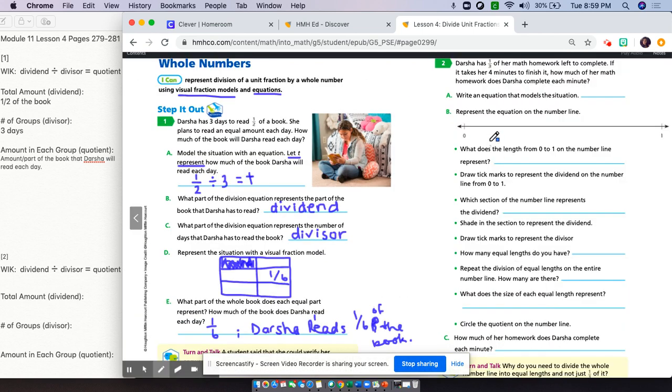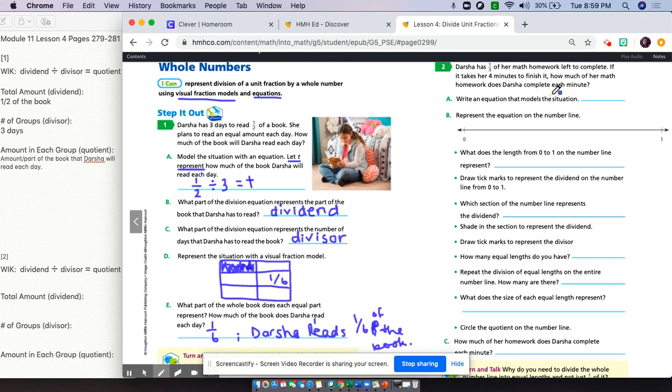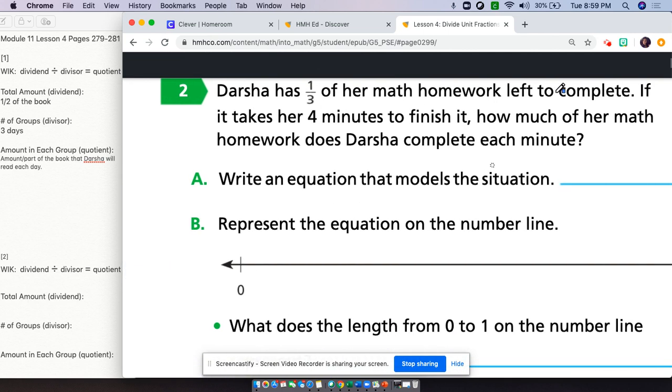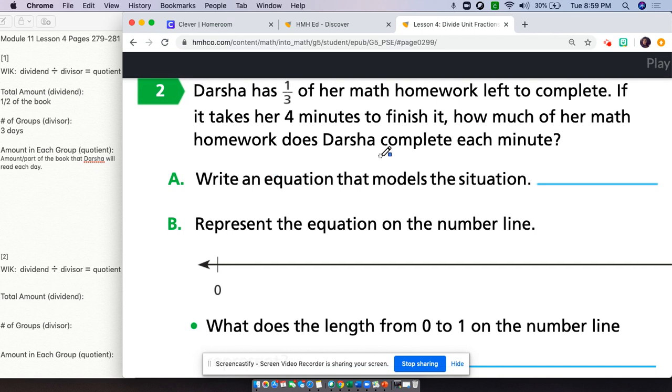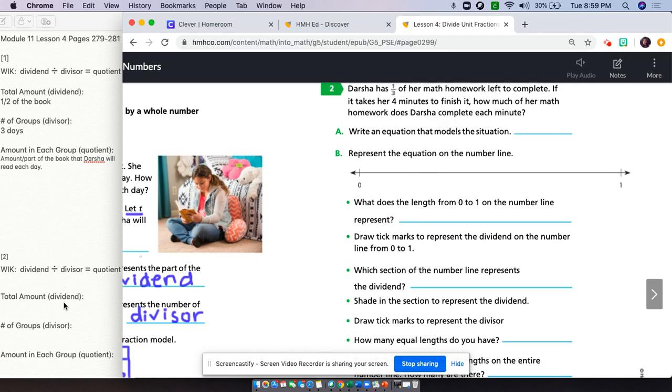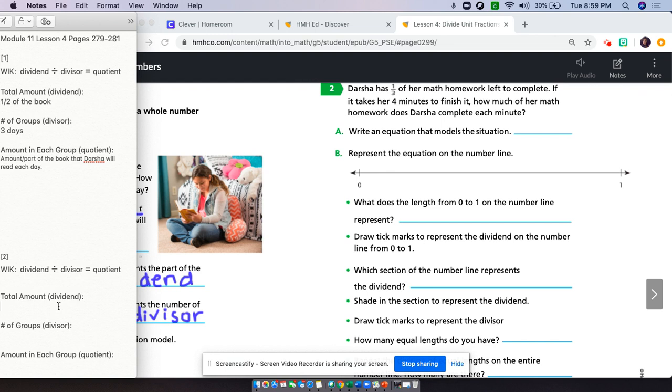So on the next page, for number 2, it's very similar. It says, now Darsha has 1/3 of her math homework left to complete. If she takes 4 minutes to finish it, how much of her math homework does Darsha complete each minute? Again, I'm going to come over here and write it out. What is my total amount? The total amount is not the 4 minutes, but rather the third of her math homework left.